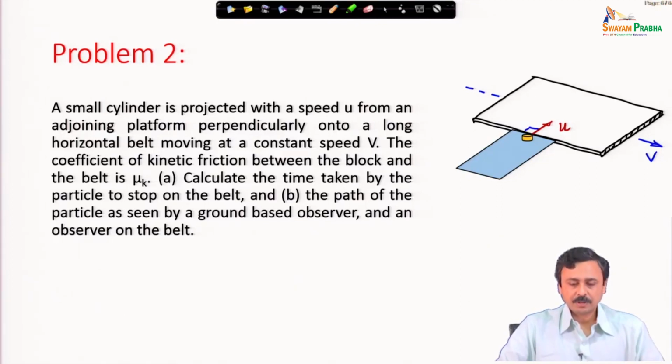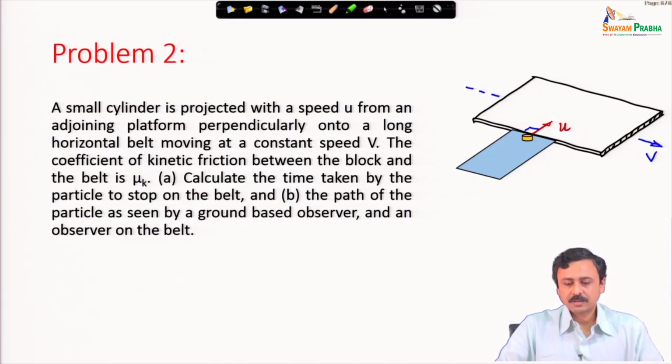A part of the problem asks you to calculate the time taken by the cylindrical block or particle to stop on the belt. Because there is friction, if you project that cylinder, it will start moving initially on the belt, but because of friction it will come to a stop somewhere. We have to calculate the time taken by the cylinder to stop on the belt.